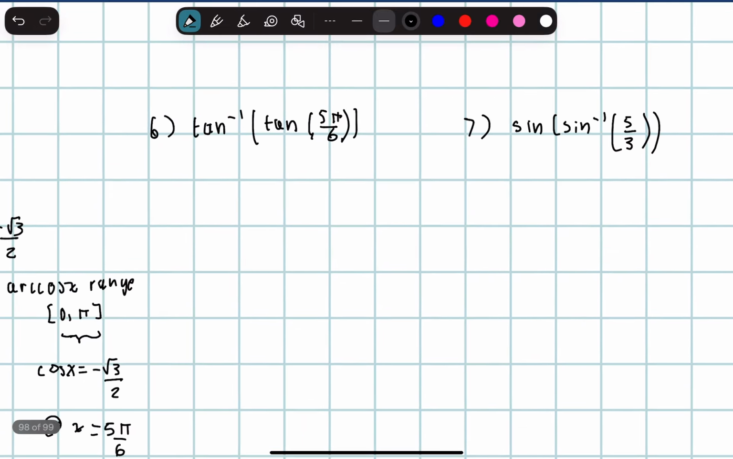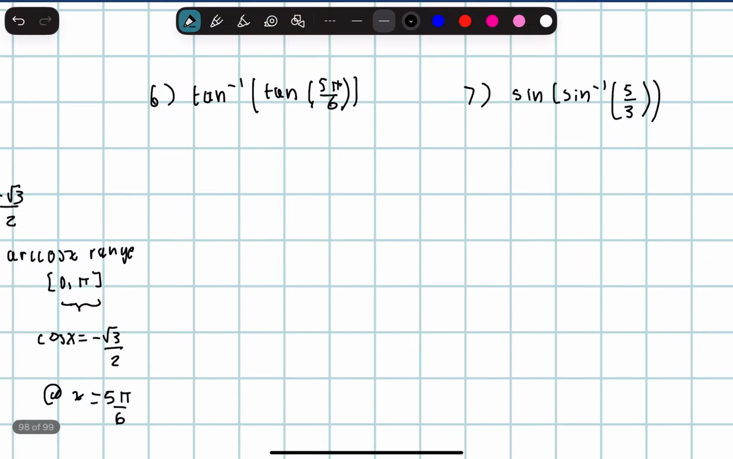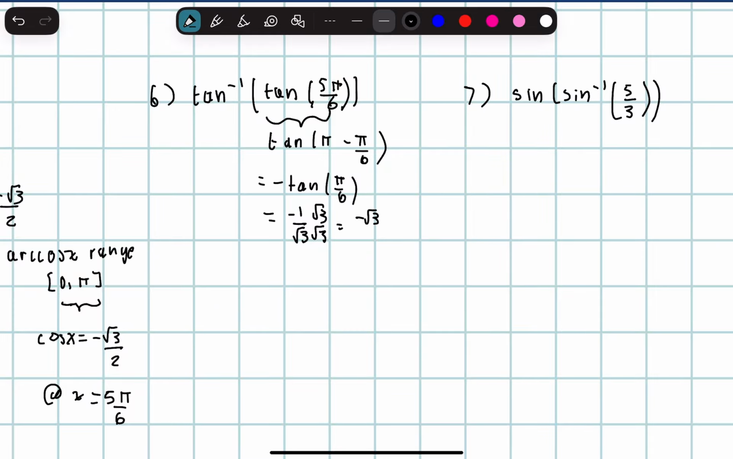So, yay. Now, we have these. So tan 5 pi over 6, you can rewrite this as tan of pi minus pi over 6. That's going to be equal to negative tan pi over 6. And then this is going to be equal to negative 1 over root 3, rationalize that denominator, negative root 3 over 3.